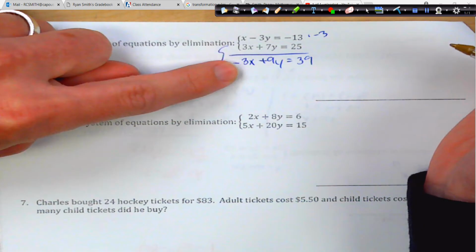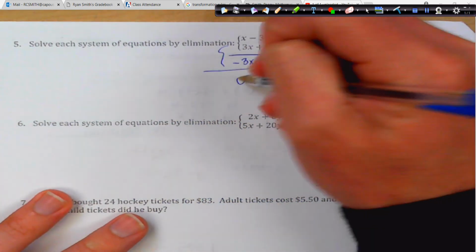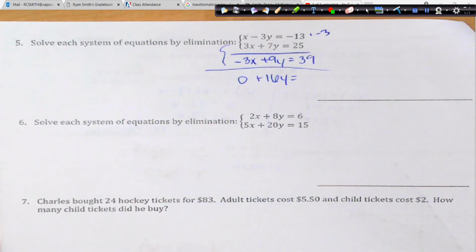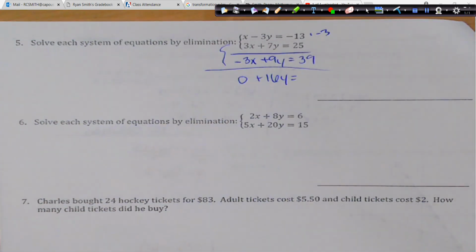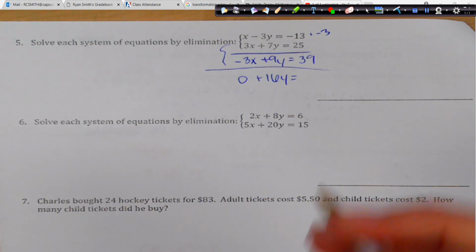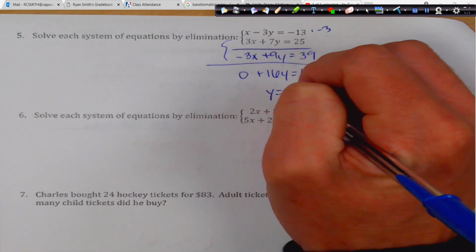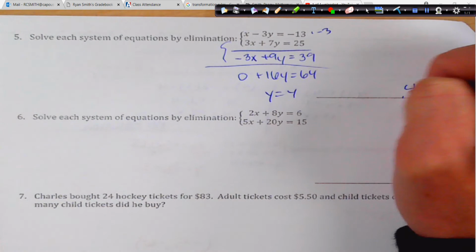So 3x and -3x is going to go to 0. 7 plus 9 is going to give me 16y. And then 25 and 39 are going to give me 64. And then we're going to divide 64 by 16. We get y equals 4. Okay, so 4 is our y number.